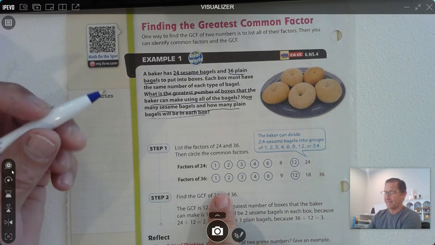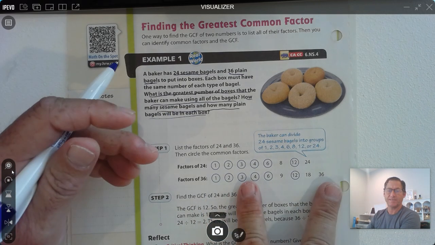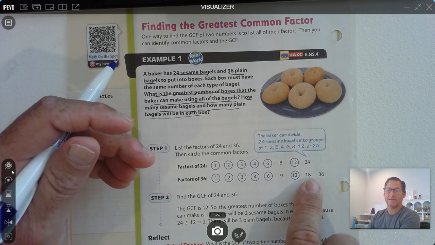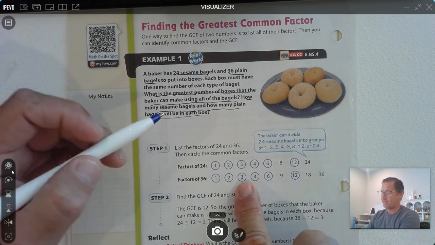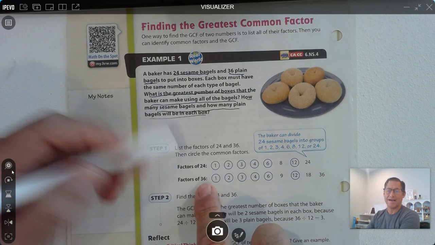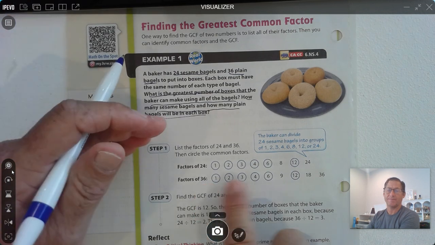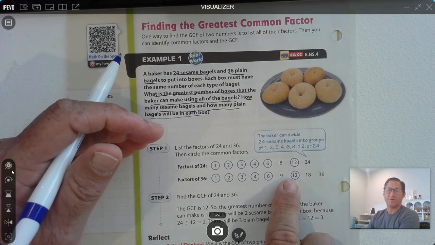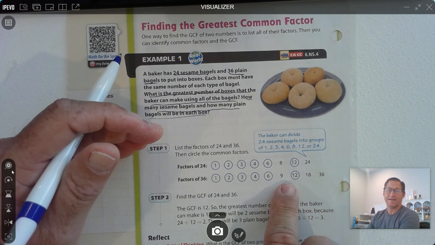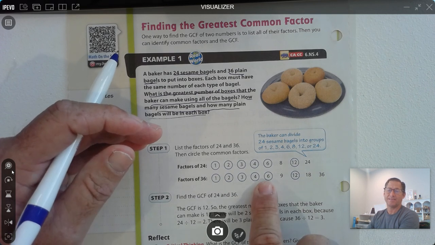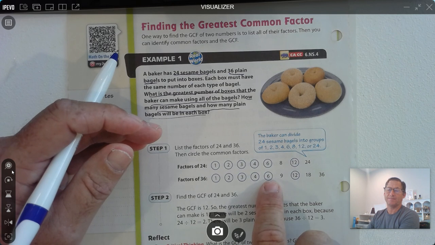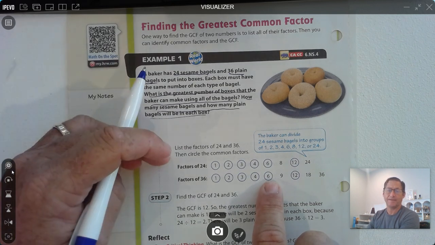Then we go to 36. Again, 1 times 36. 2 times 18. 3 will work because 3 plus 6 is 9, and 9 is divisible by 3. So 3 times 12 is 36. 4 times 9 is 36. And 6 times 6 is 36. And you notice that we only write the 6 once in this case.